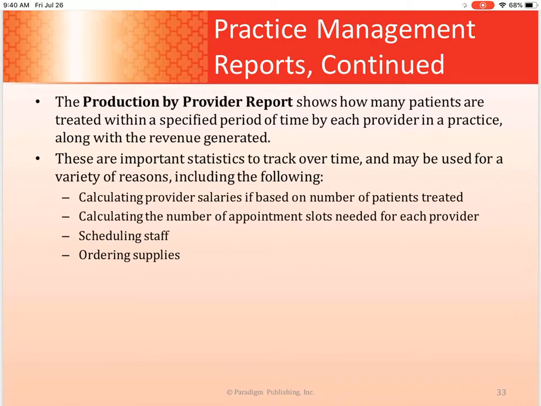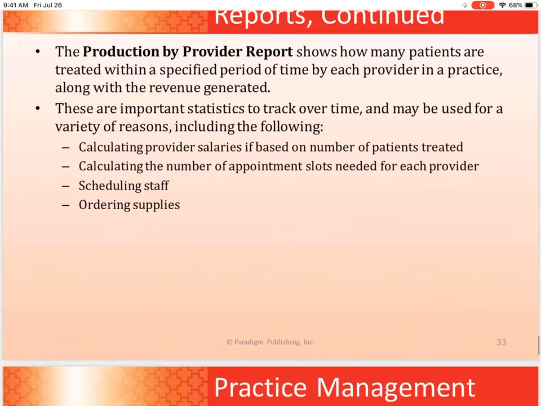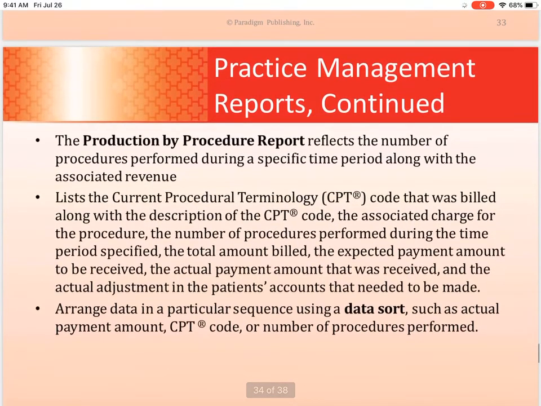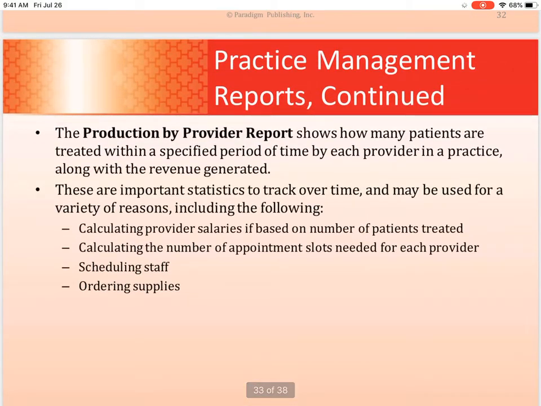In Figure 9.12 is an example production by provider report illustrating the incoming revenue for each provider. This report reflects both month-to-date totals and year-to-date totals. In the first column, you see the ID number of the provider. The second column is the name of the provider. Then there are 3 columns for month-to-date totals and 3 columns for year-to-date totals.